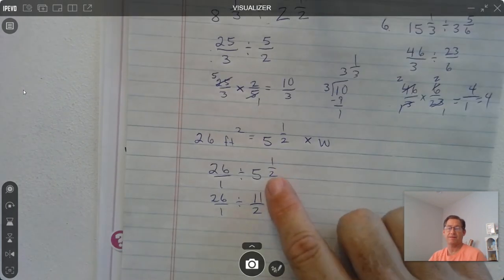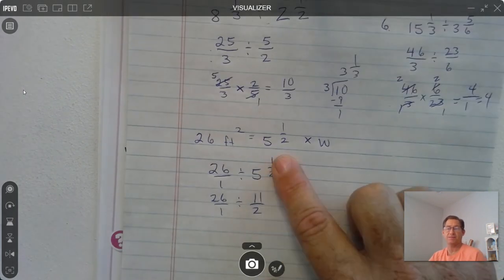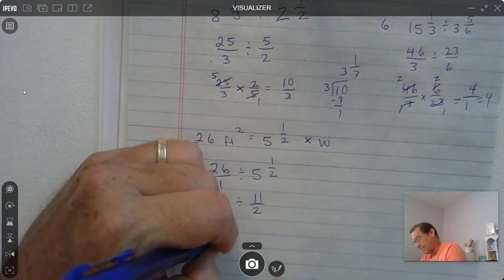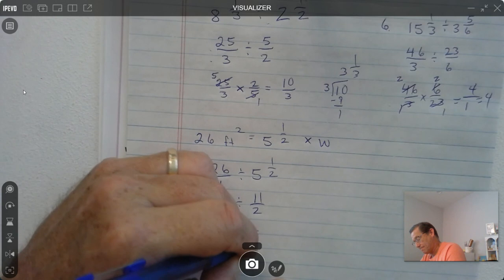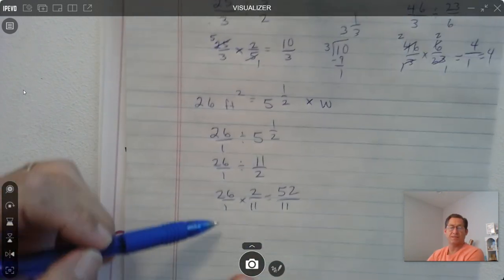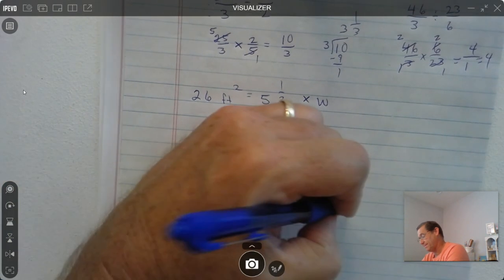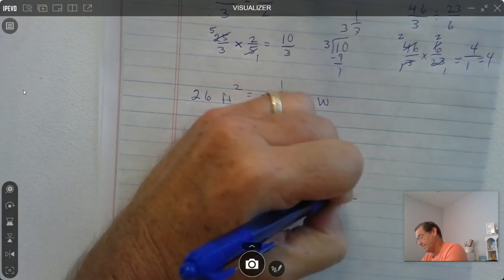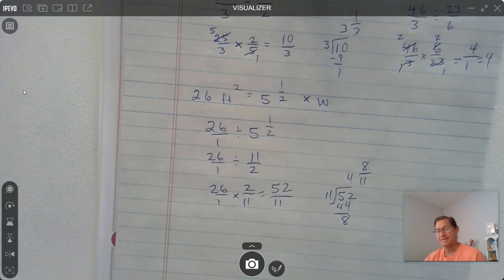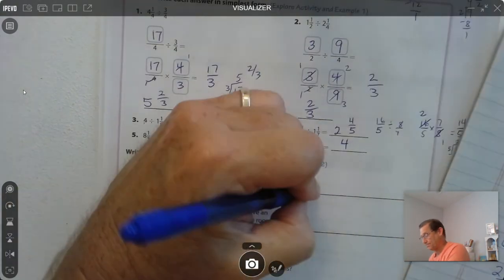5.5 is the same as 11 halves. 5 times 2 is 10, plus the extra 1/2 is 11 halves. 2 times 26 is 52 over 11. 52 divided by 11 would give us 4 8/11.